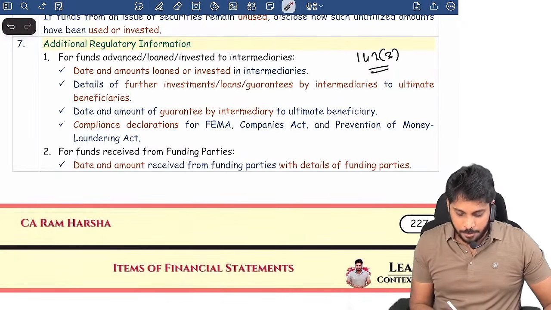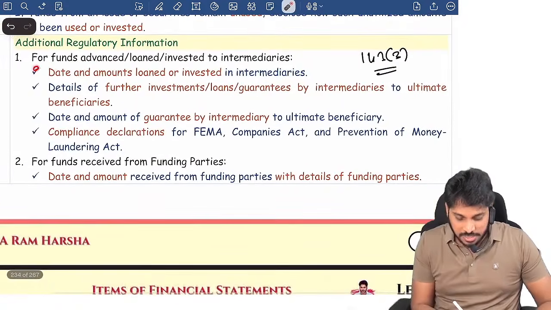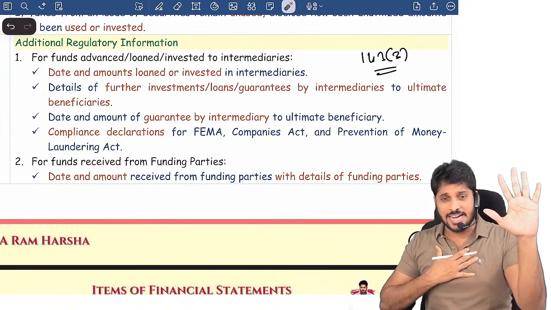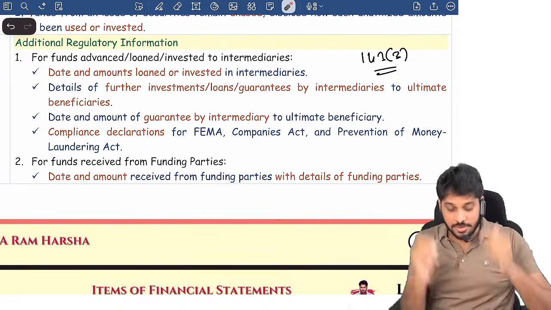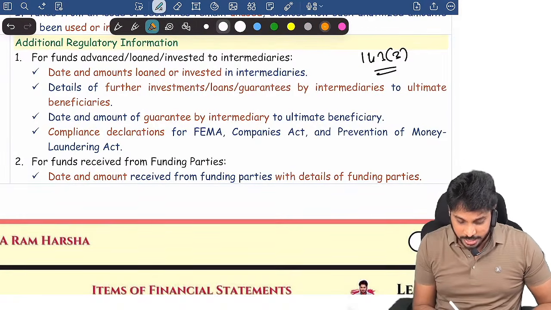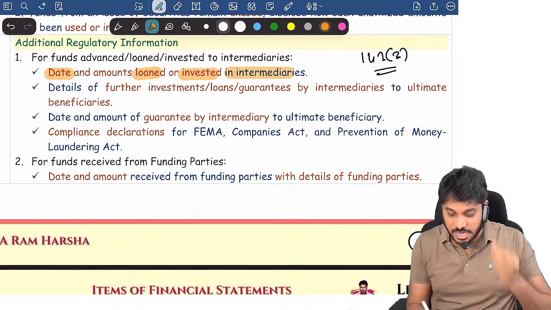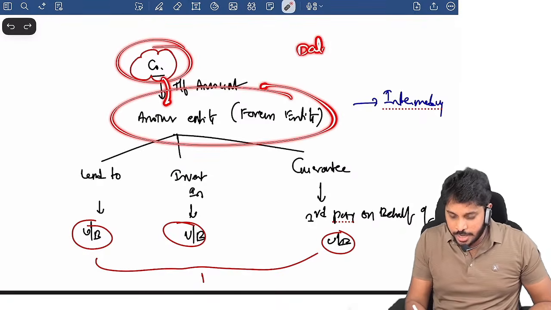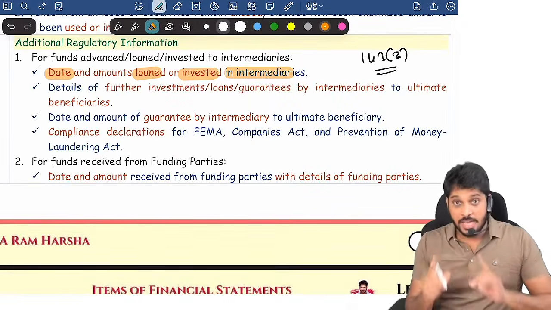If our client is a funding party, where funds are loaned, advanced, or invested to an intermediary, meaning our client is acting as a funding party, our client has to disclose the following information. They need to disclose the date, on which date and how much amount is loaned or invested in the intermediary. Here you see our company transferred to the intermediary, right? On which date and how much is the amount. This is the first disclosure. Second, the intermediary, what do they need to do?